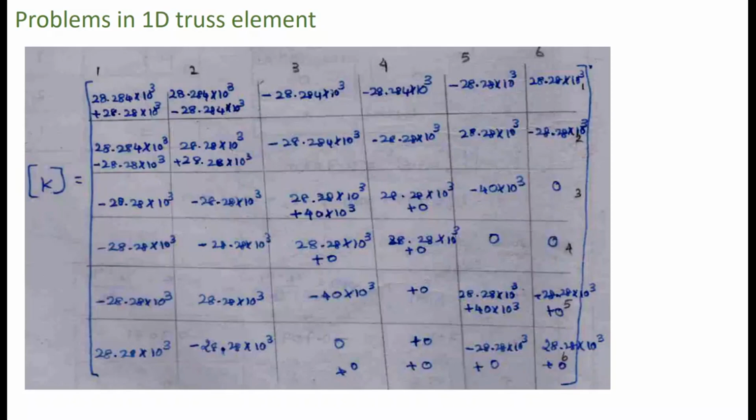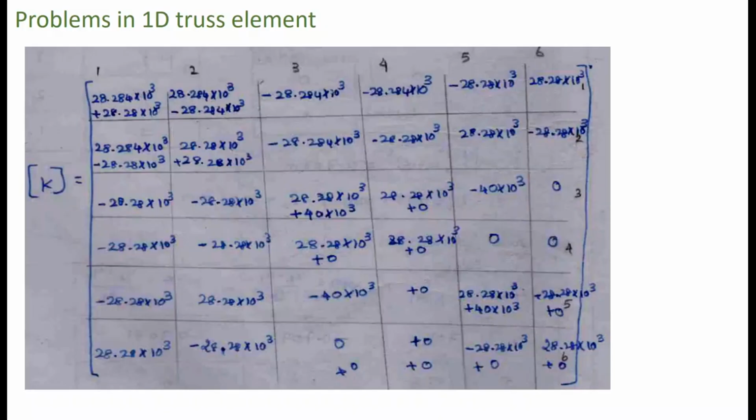5,1 is minus 28.28 × 10^3. 5,2 is 28.28 × 10^3. 5,3 is minus 40 × 10^3. 5,4 is 0. 5,5 is 28.28 × 10^3 plus 40 × 10^3, which has two values. 5,6 is 28.28 × 10^3 plus 0.